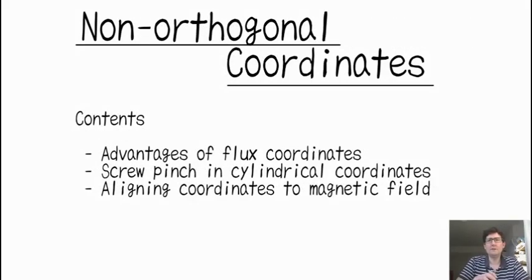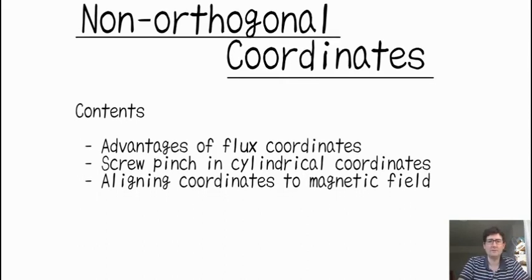Welcome. In this video I'll introduce nonorthogonal coordinates, which are coordinate systems where, for example, the x, y and z directions are not at right angles to each other. This introduces some additional complexity, but it also makes some things much easier, particularly when you have complicated geometries or strangely shaped magnetic fields.